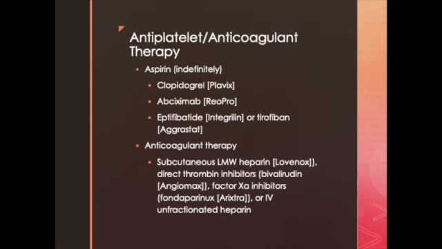We can also use anticoagulants, such as subcutaneous low-dose heparin, or low molecular weight heparin, like Lovenox. We can use direct thrombin inhibitors like Angiomax. We can also use something that will inhibit factor Xa, like Arixtra, or an IV unfractionated heparin. And all these drugs will help reduce the risk of that thrombus formation in our coronary arteries.